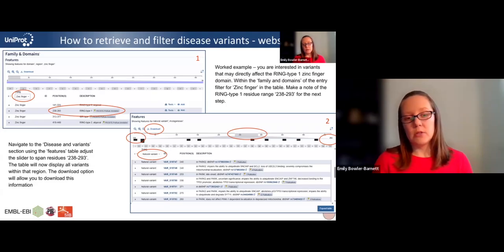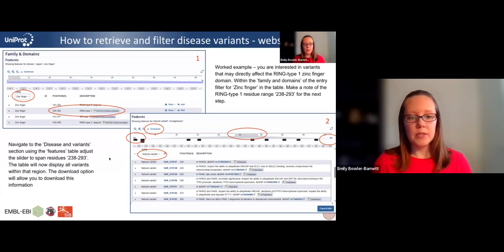Or you can filter down to the domains and regions within the protein string by using the type filter. Here we've selected zinc finger because we're only interested in zinc fingers. And I've just highlighted here that we're interested in the ring type 1 domain, which is between residues 238 and 293.